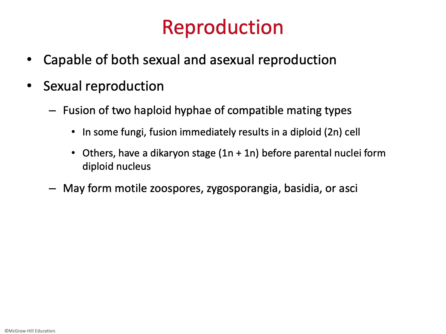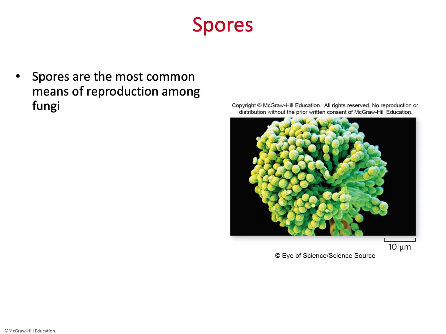Some fungi may produce specialized reproductive structures that make spores, for example, mushrooms and puffballs. Fungi form four general types of reproductive structures. These could be motile zoospores, zoosporangia, basidia, and asci. Now that we are talking about reproduction, let's talk about spores.